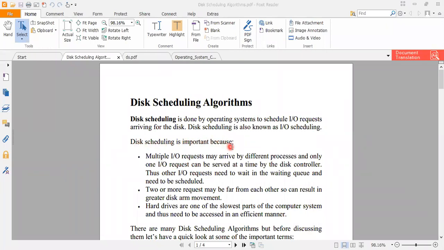Basically, disk scheduling is important because of two or three points. Like in CPU scheduling, if the CPU has a single process, then the process will fully enjoy the CPU. It never has to wait. In case of multiple processes, the CPU switches among the processes, and then processes have to wait also.